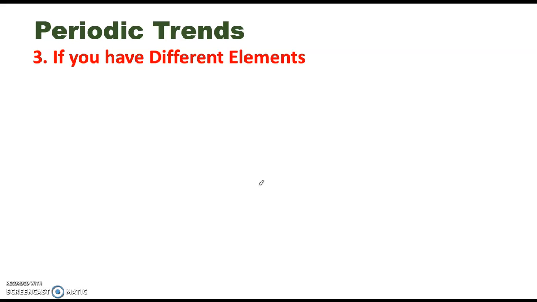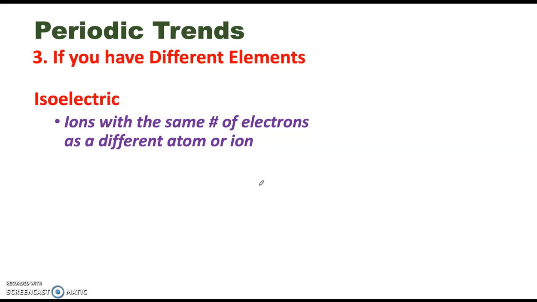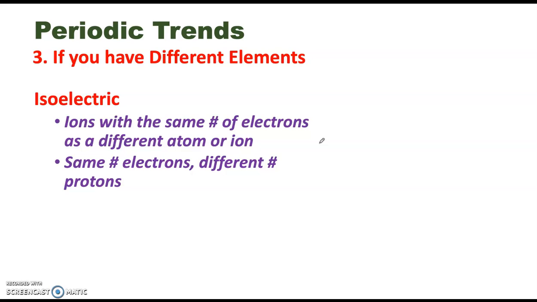Now, the examples we just covered were if you have the same element, where one has just gained or lost more than the other. Those are pretty easy to follow. More electrons, bigger, less electrons, smaller. Now, this gets a little bit trickier. We have to talk about isoelectronic atoms. So an isoelectronic atom is an ion with the same number of electrons as a different atom or ion. Basically, isoelectronic means same number of electrons, but different number of protons. So it's almost like isotope, same number of protons, different number of neutrons, but this one's dealing with electrons now. So you have maybe two different atoms, but they have the same number of electrons. They would be called isoelectronic to each other.